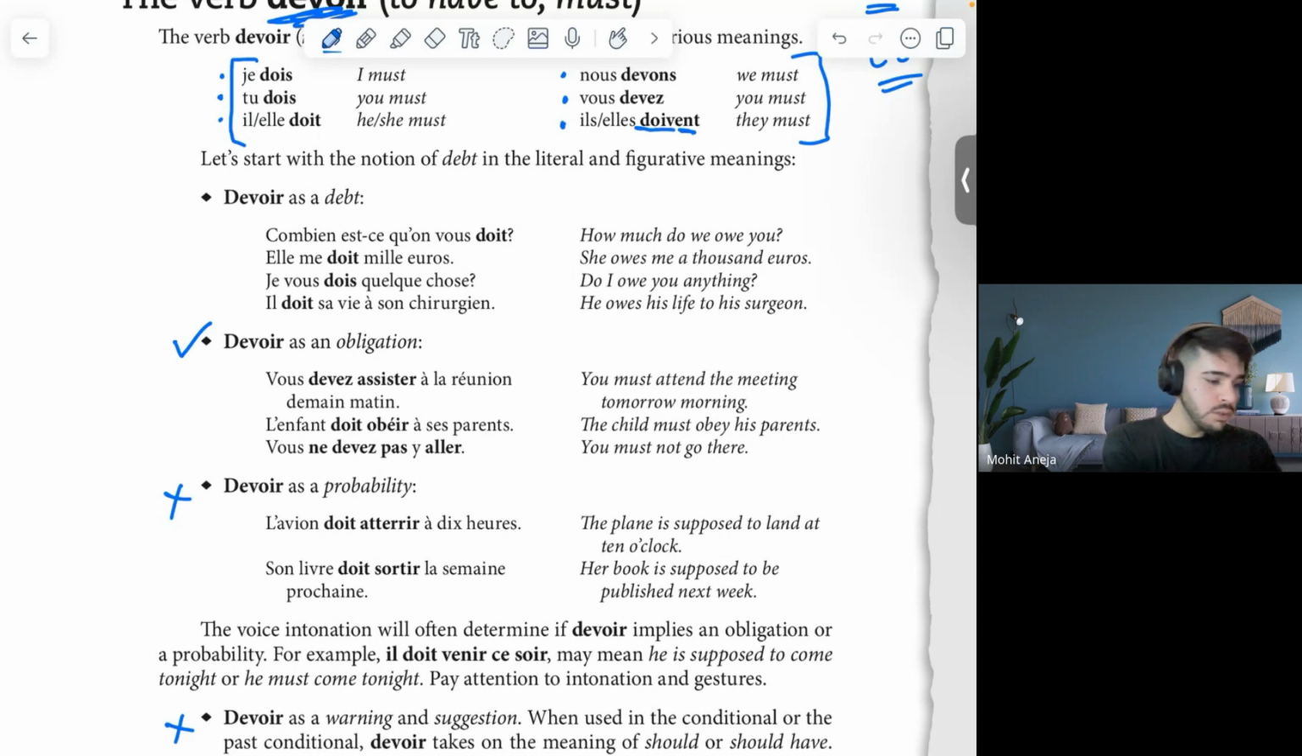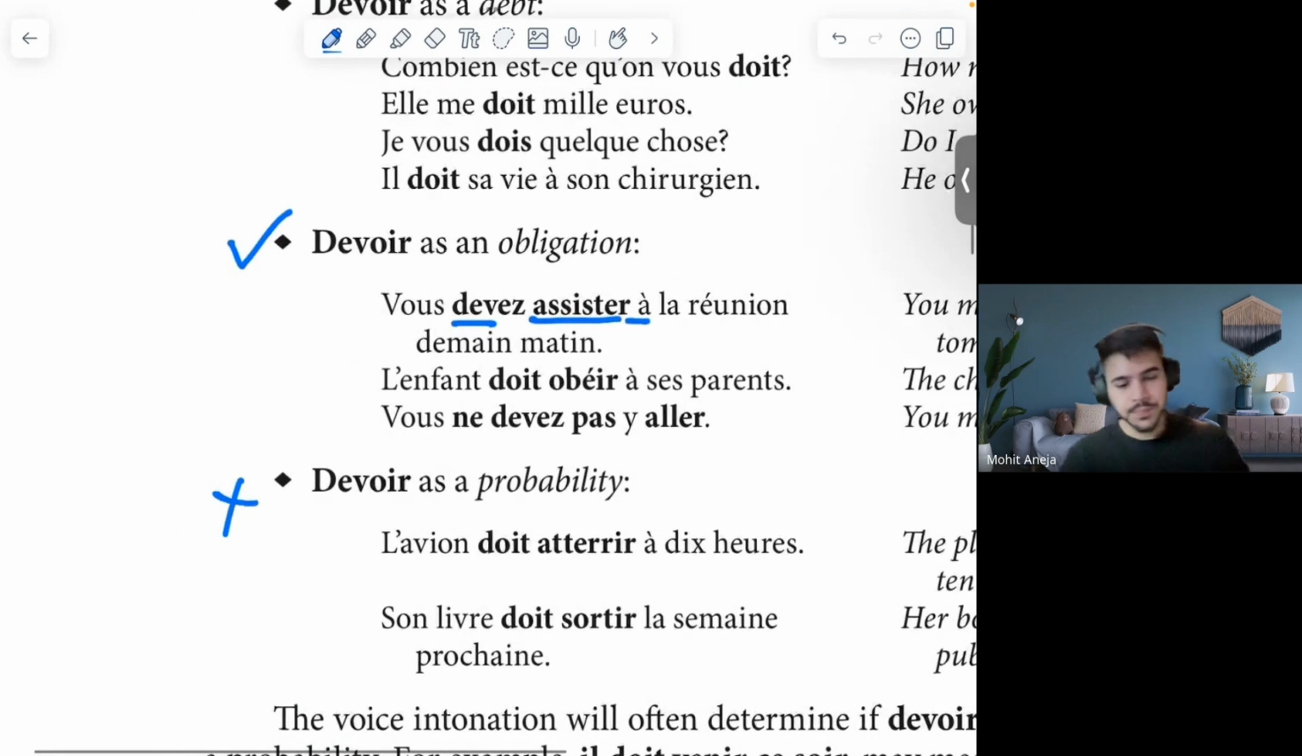So here: vous devez assister à la réunion demain matin. Vous devez assister à. Here the infinitive is actually not assister, it's actually assister à with the preposition, because assister does not make sense by itself. So vous devez assister. What does this mean? Don't look at the meaning.